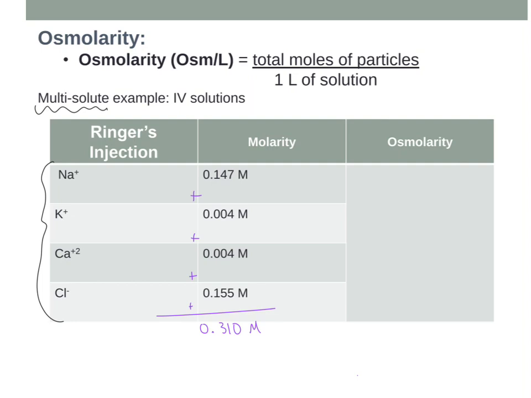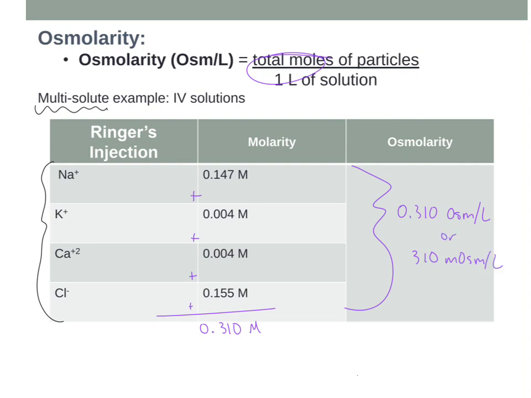Just add them all up together. If you add all those molarities, remember that we're talking about the total moles. We want to know the total moles of particles. That means the osmolarity of this whole solution is 0.310 osmoles per liter. Or if you want to use milli, and you see milli a lot, you could also say it's 310 milliosmoles per liter, however you want to put it.